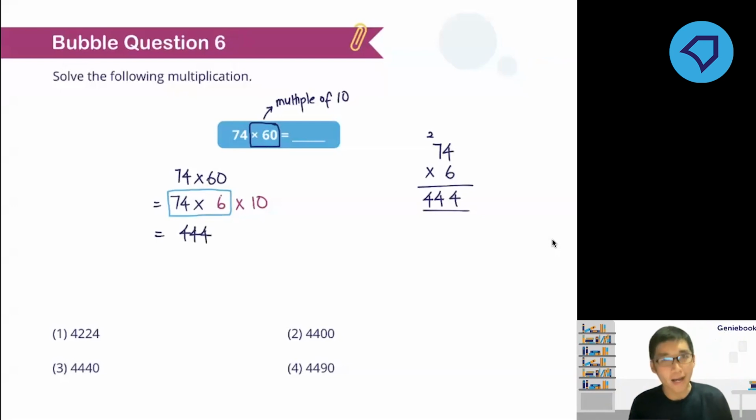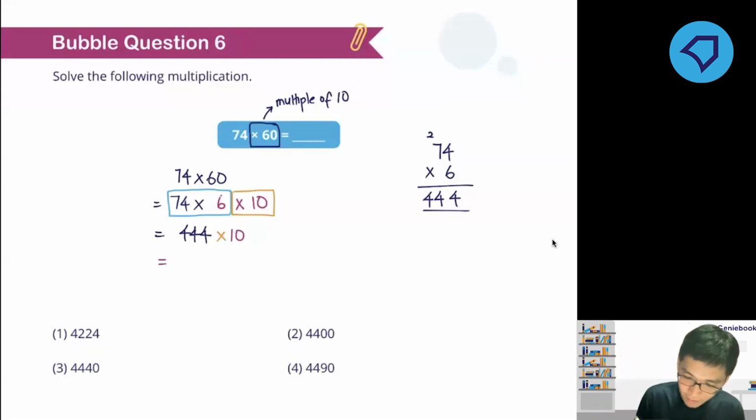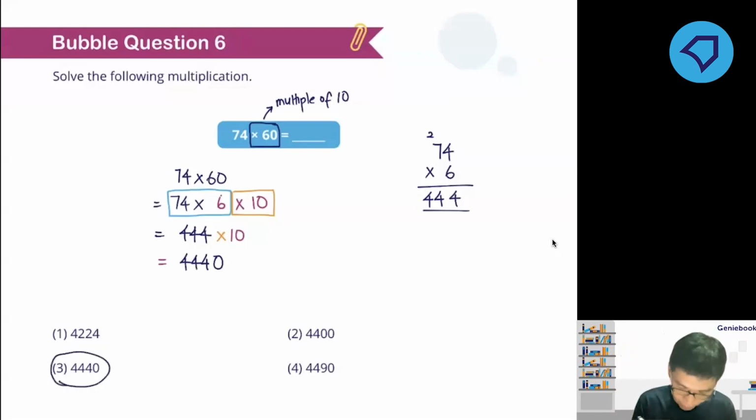So this will give me 444. But do not forget, I still have the multiplication by 10. So now I'm left with 444 times 10. Recall again, when I multiply any whole number by 10, it's simply adding a 0 to the back of the number. So I have 4440. That is the answer. So the answer to this bubble question 6 is number 3.